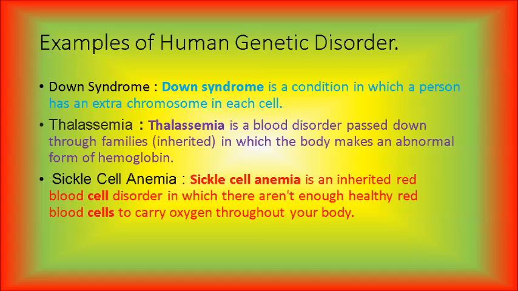Now let us talk about examples of a human genetic disorder. Down syndrome. Down syndrome is a condition in which a person has an extra chromosome in each cell. Thalassemia. Thalassemia is a blood disorder passed down through families, which is called inherited, in which the body makes an abnormal form of hemoglobin. Sickle cell anemia. Sickle cell anemia is an inherited red blood cell disorder in which there aren't enough healthy red blood cells to carry oxygen throughout your body.